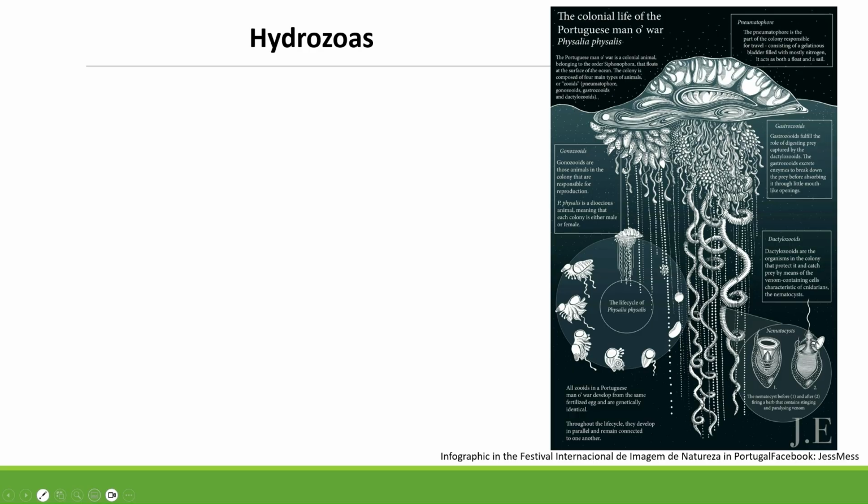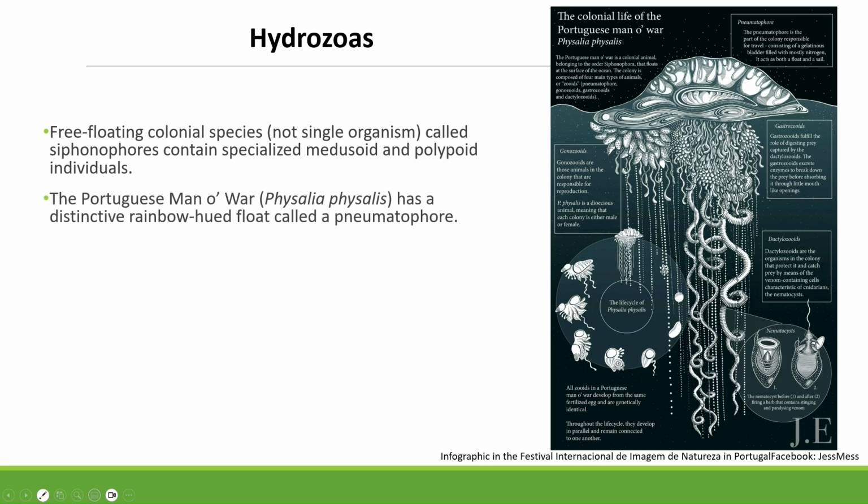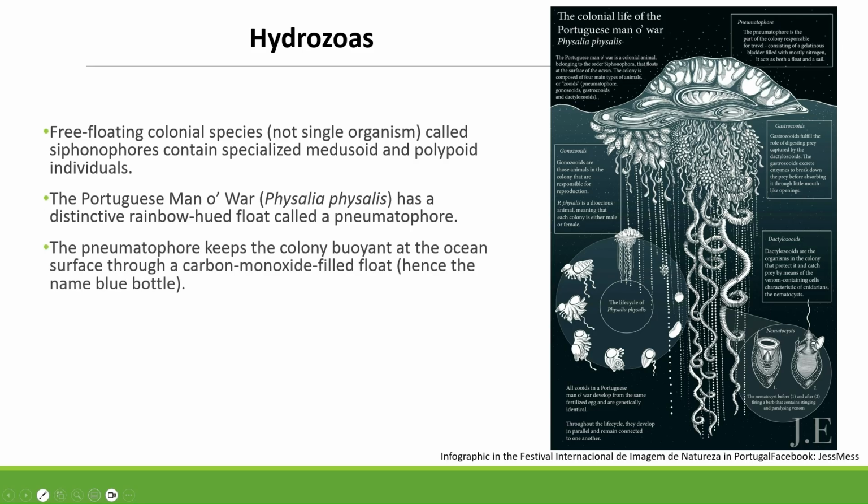So we're going to just run through this really quickly here, but the Portuguese man of war, again, belongs to the hydrozoans and specifically a group called the siphonophores. These are free-floating colonial organisms. Again, they're made up of many specialized medusoid and polyp individuals that all work together. The colony, again, is not a single animal, but a group of many interdependent zooids.